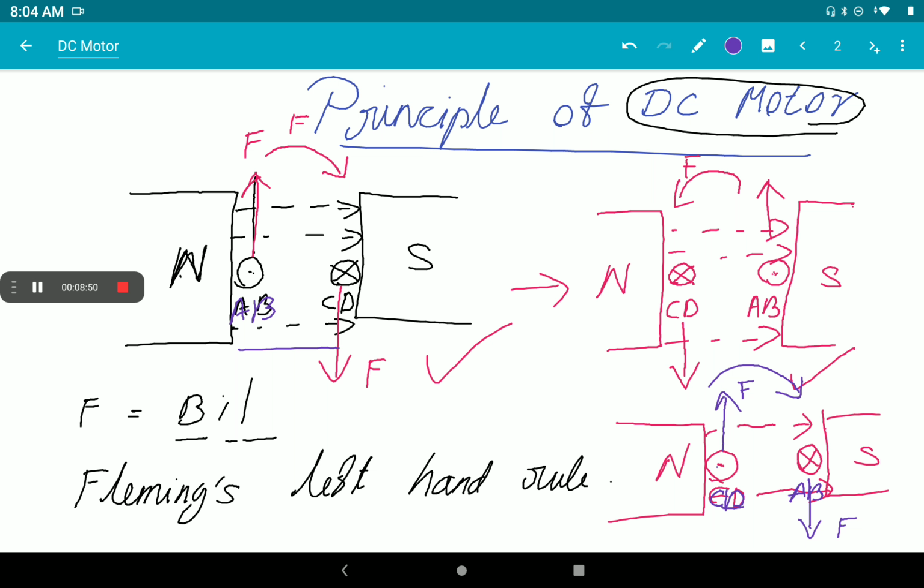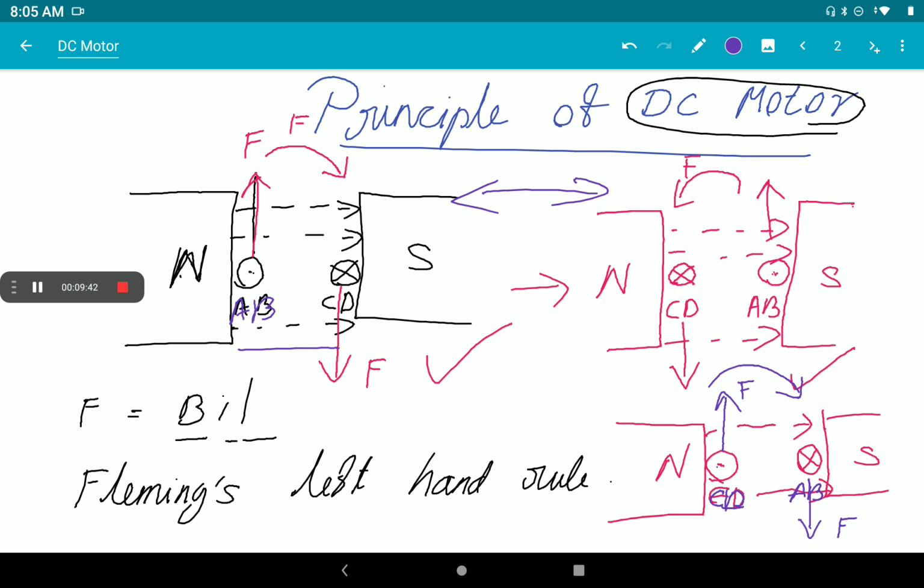So now you see, if we produce the current reversal when the conductor starts rotating, when it comes under the north pole, it should carry current in the upward direction, and when the conductor reaches the influence of the south pole, it should carry current inward. That means a current reversal should be there, then only it can produce a collective torque. Otherwise, if a unidirectional current is flowing through that coil, it will not produce a collective torque. So there should be a current reversal in the conductors.